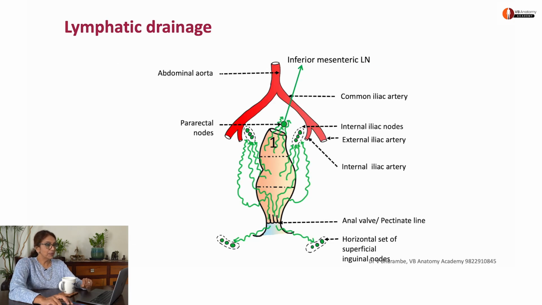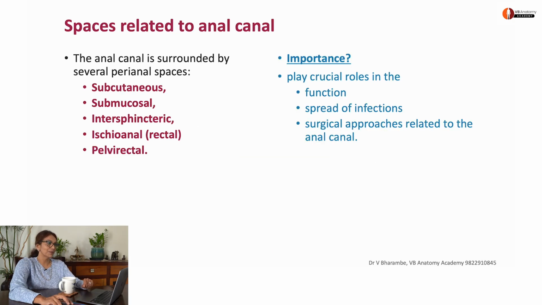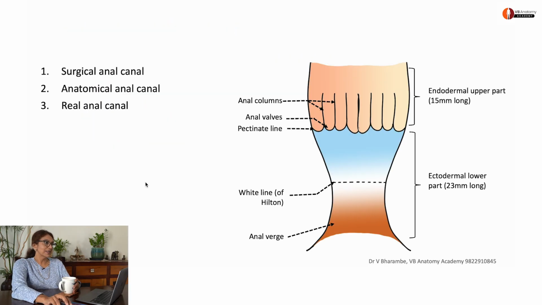Lymphatic drainage, the upper part drains into the inferior mesenteric lymph nodes. Middle and lower part drains into the internal iliac lymph nodes and the lowermost part drains into the superficial inguinal lymph nodes. The anal canal is surrounded by a lot of spaces which promote abscess formation. So, these spaces: subcutaneous, submucosal, intersphincteric, ischioanal. So, these are perianal spaces.